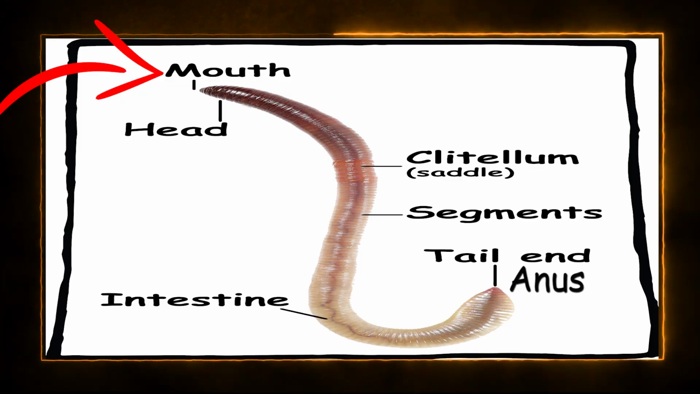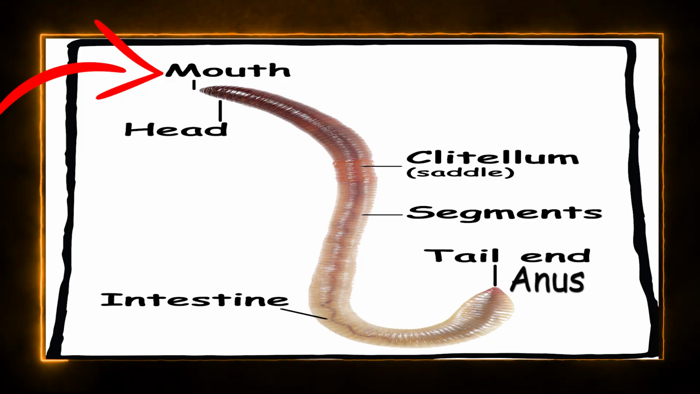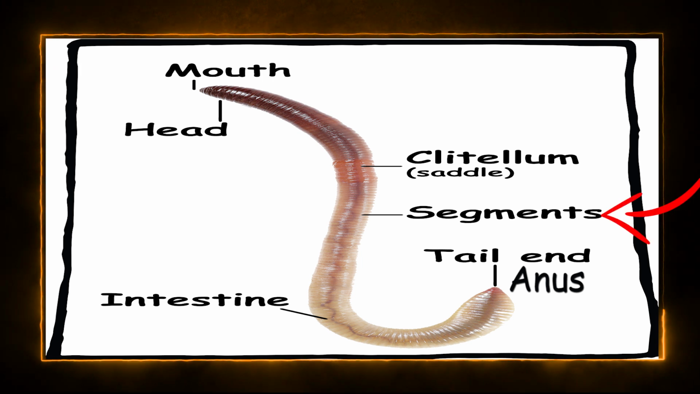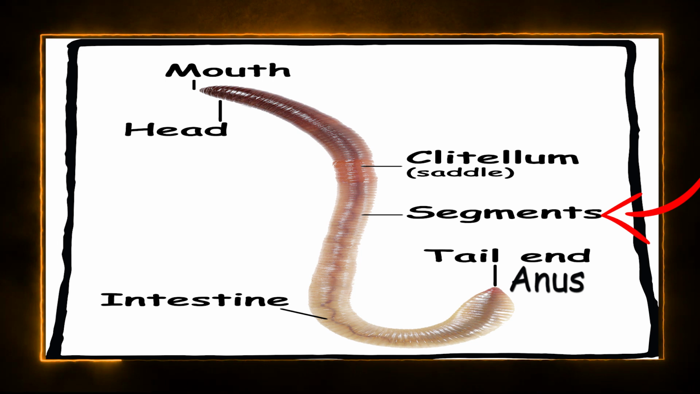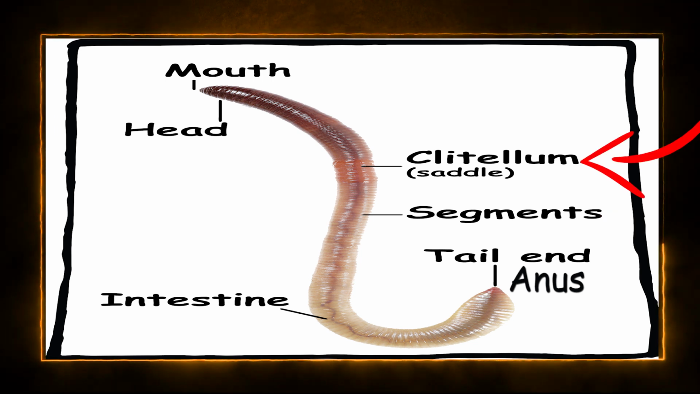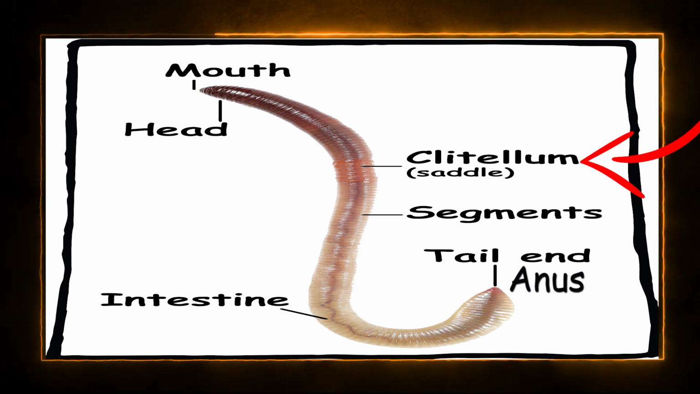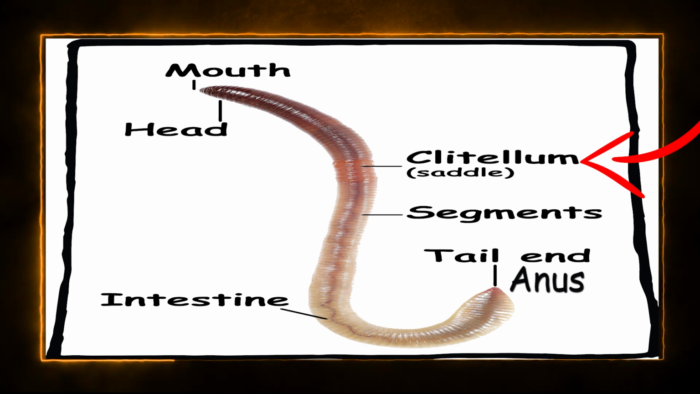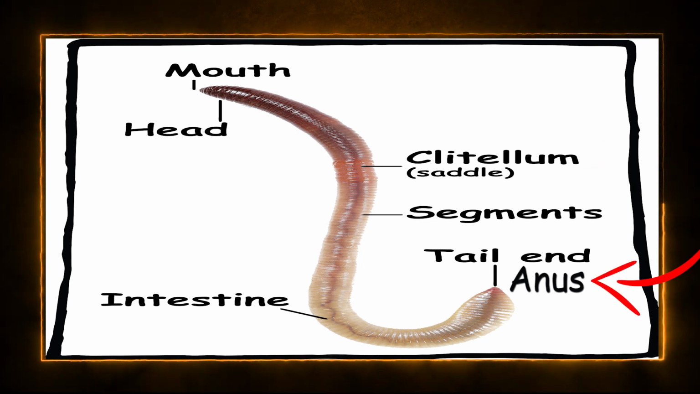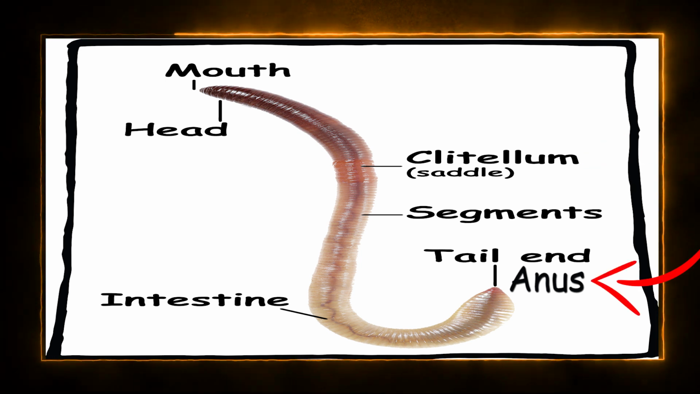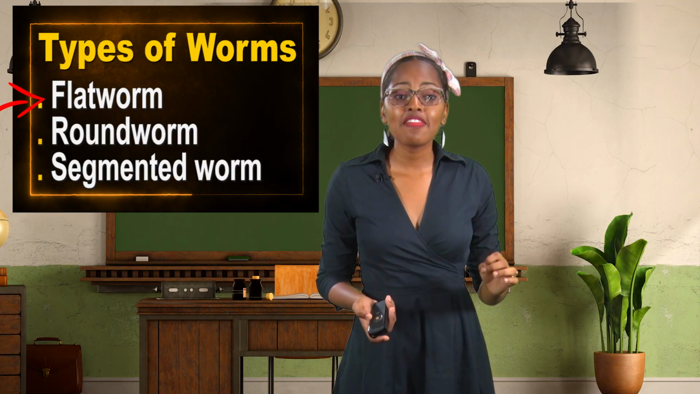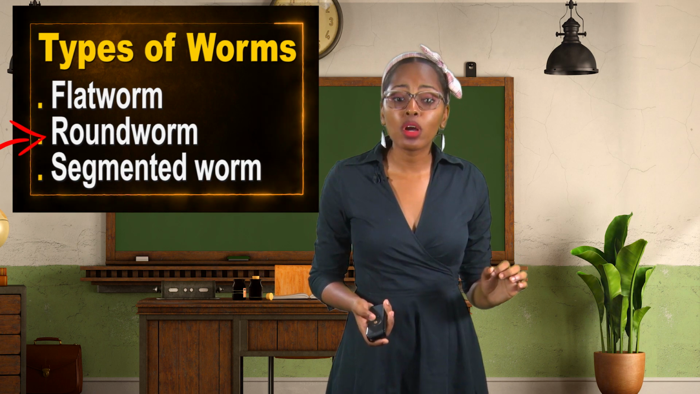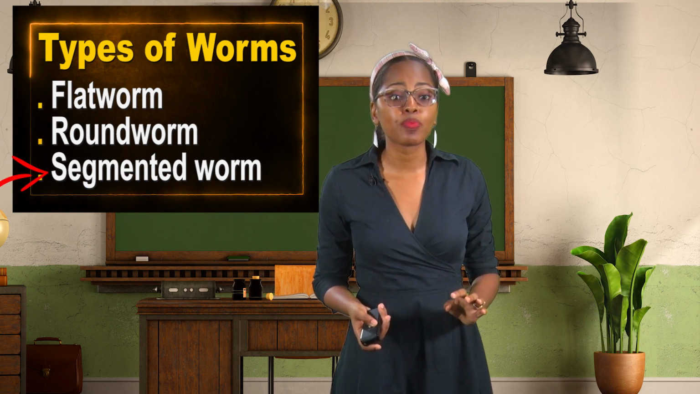A worm has a mouth, and some worms have a body of segments. And it also has a part called the clitellum, which stores its eggs. And then, of course, the last part is the anus. There are various types of worms, namely flatworm, roundworm, and segmented worm.